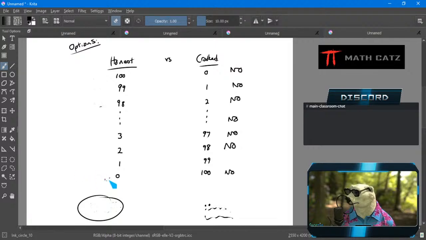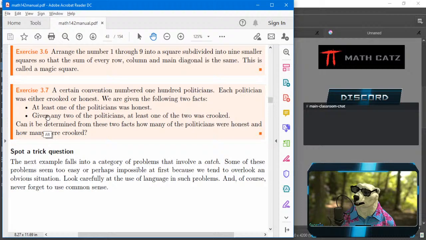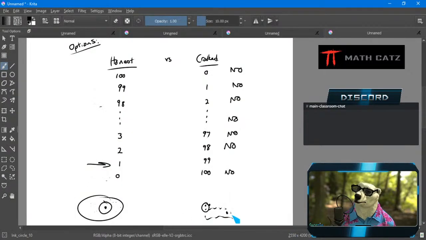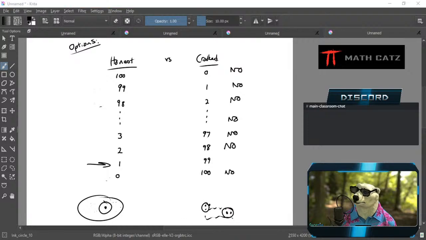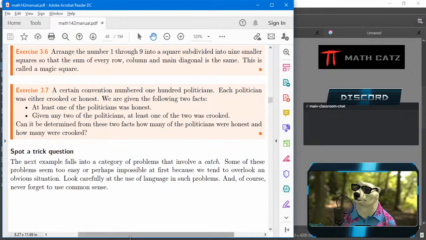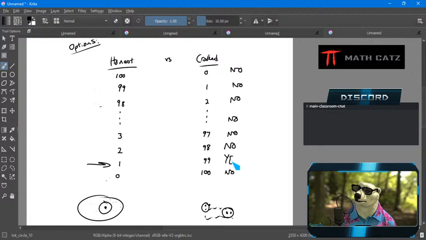Okay, so that's out. Now the only one left is exactly one honest politician. There they are. Exactly 99 crooked politicians. Now, if I want to select 2 politicians, even if I select the honest one, I'm going to have to select from the crooked list as well. And I'm guaranteed to have at least one crooked politician. Or maybe I select both crooked. I still have at least one crooked. So that is the answer.